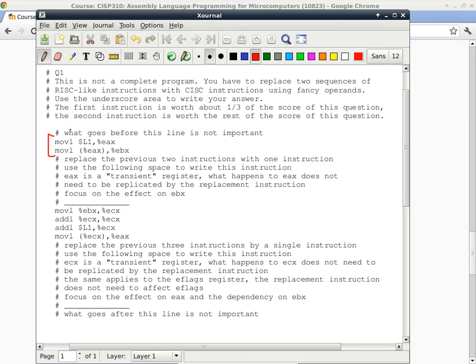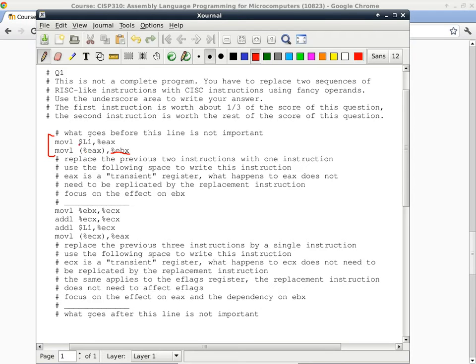All right. In the first instruction, we have the movl instruction. It has an immediate operand L1, and then moving that into EAX. In the second instruction, I move indirect EAX to EBX. So the question is, if I am allowed to use CISC type addressing modes, how can I replace this with a single instruction? The destination operand cannot be changed. EBX has to be there in the final instruction. So your only option is to change the first operand.